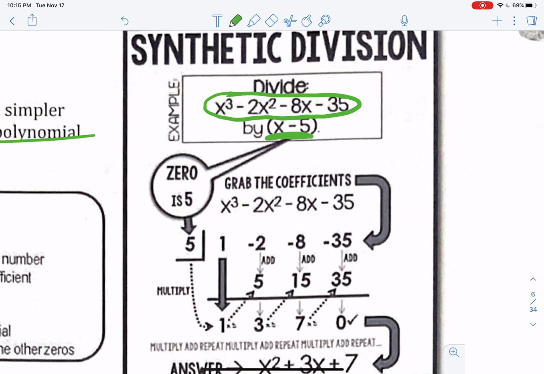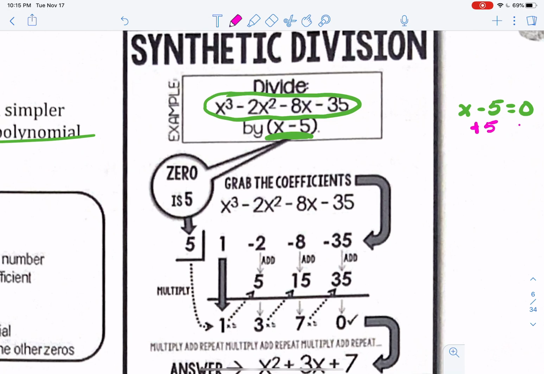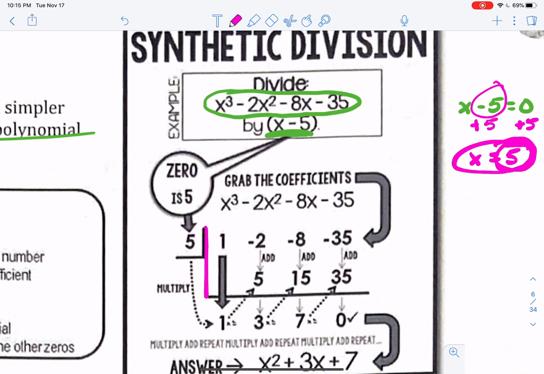What we first want to do is take x minus 5 and set it equal to 0. When I set it equal to 0, we add the 5 to the other side, so x is actually equal to a positive 5. Kind of like we do when we're finding the zeros, when we have them factored down. You set it equal to 0, and it switches the sign. So I'm going to use a positive 5 instead of negative 5, and the way that synthetic division is set up is you set it up with a box.